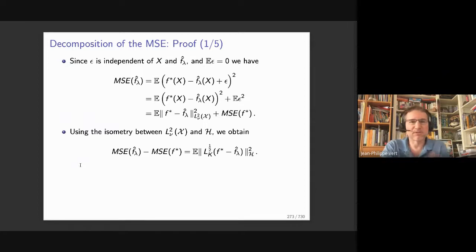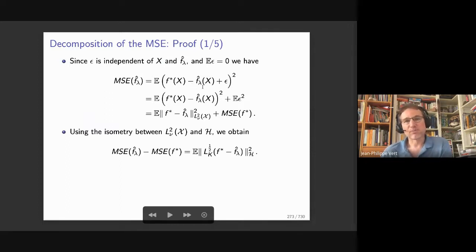Well, if you wanted to prove this theorem, you would start by writing the MSE of f hat lambda as, by definition, the expectation of the difference between y and f hat lambda. Now, you know that y, the true y, is f star of x plus epsilon. So you have epsilon plus the difference between f star of x minus f hat lambda of x.